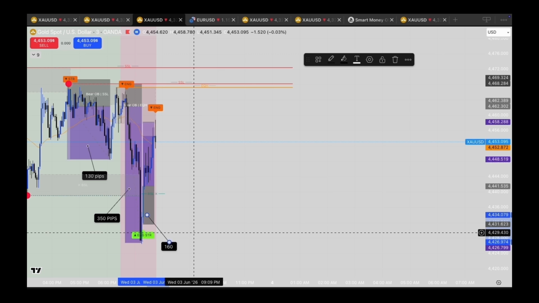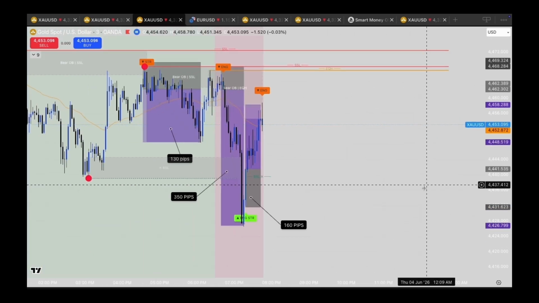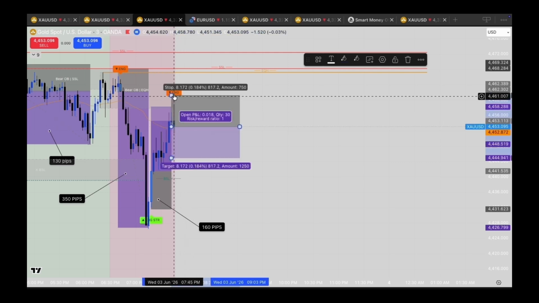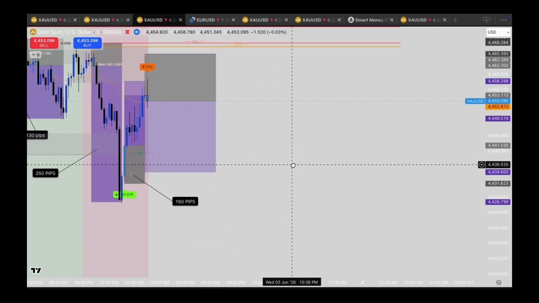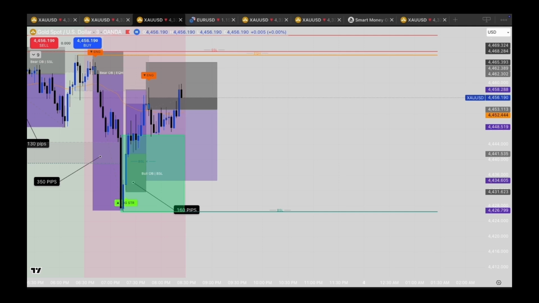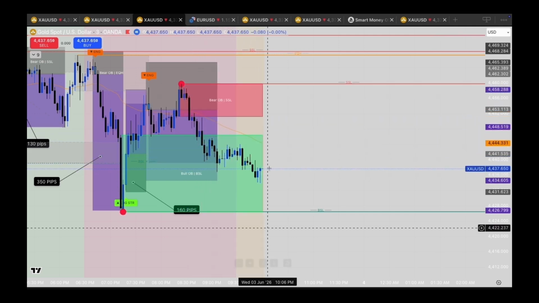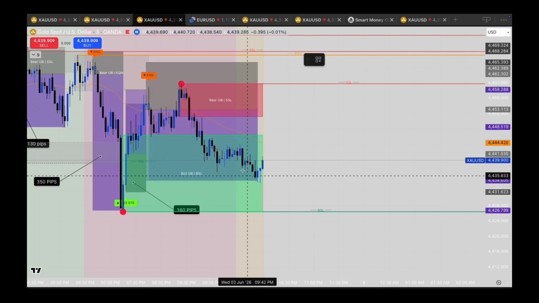Let's continue. Now we've received another signal. The indicator is once again identifying weakness in the market. Let's see what happens. The market reacts almost immediately. Sellers remain dominant and price extends lower. This setup delivers approximately 180 pips. Another excellent winner added to the session.